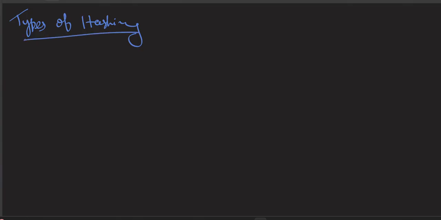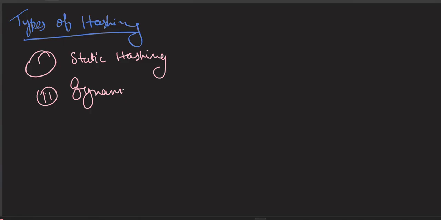Okay, so there are mainly two types. The first one is static hashing, and the second one is dynamic hashing. Static hashing means the hash function does not change. Problem: suppose the table grows too much, collisions increase.